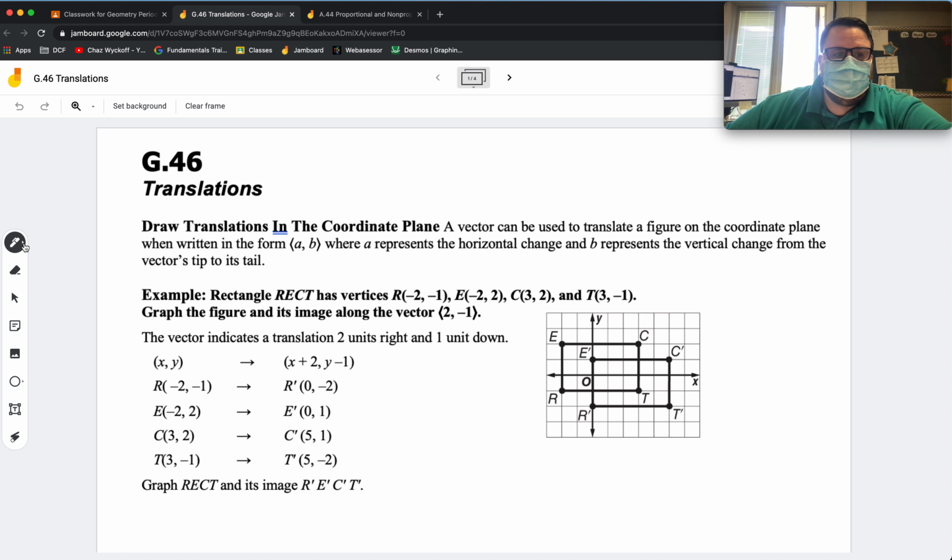The first thing we need to know is that you have your pre-image, and your pre-image is your original shape. So rectangle RECT has vertices (-2, -1), and so on. They plotted these points, and this is our pre-image, RECT. I'm just going to cover it in red so you can see it a little bit better.